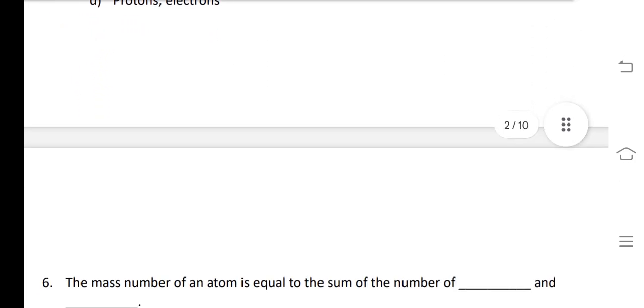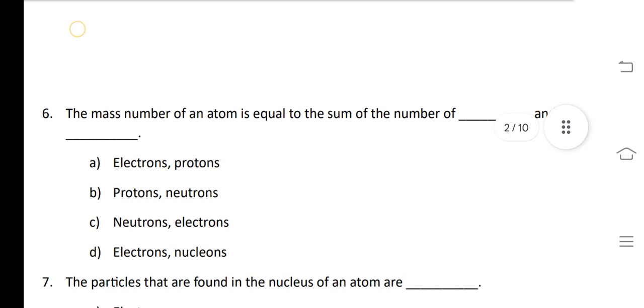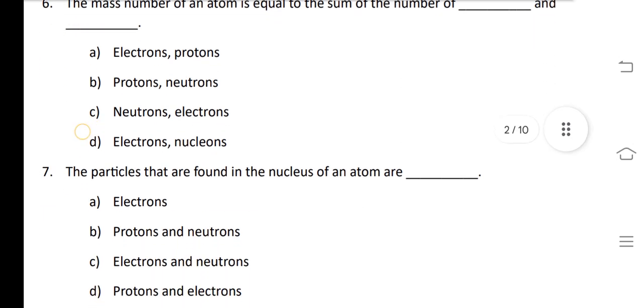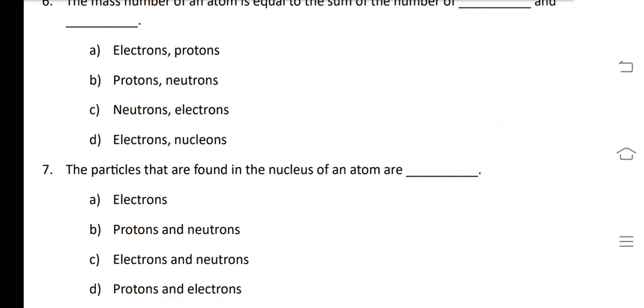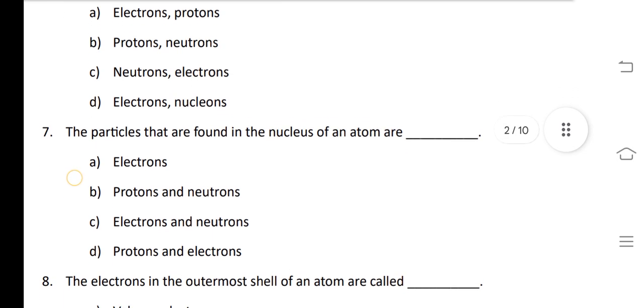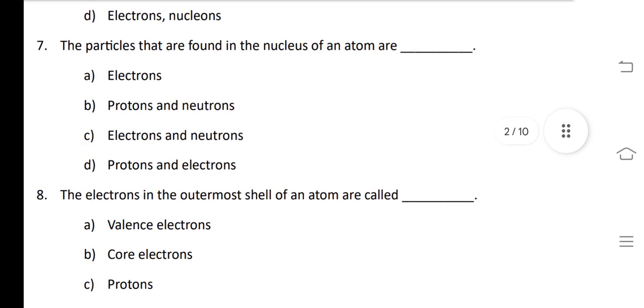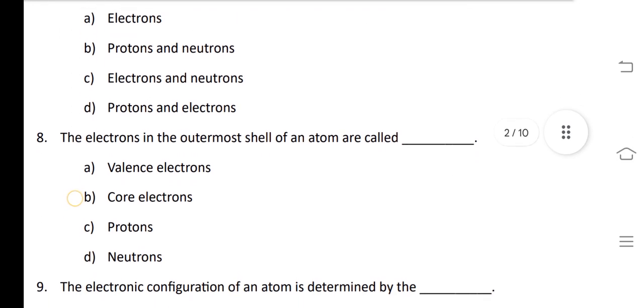Our next question, number 6. The mass number of an atom is equal to the number of protons and neutrons. So option number B is correct. Our next question: the particles that are found in the nucleus of an atom are protons and neutrons. The same question is as that of question number 6.